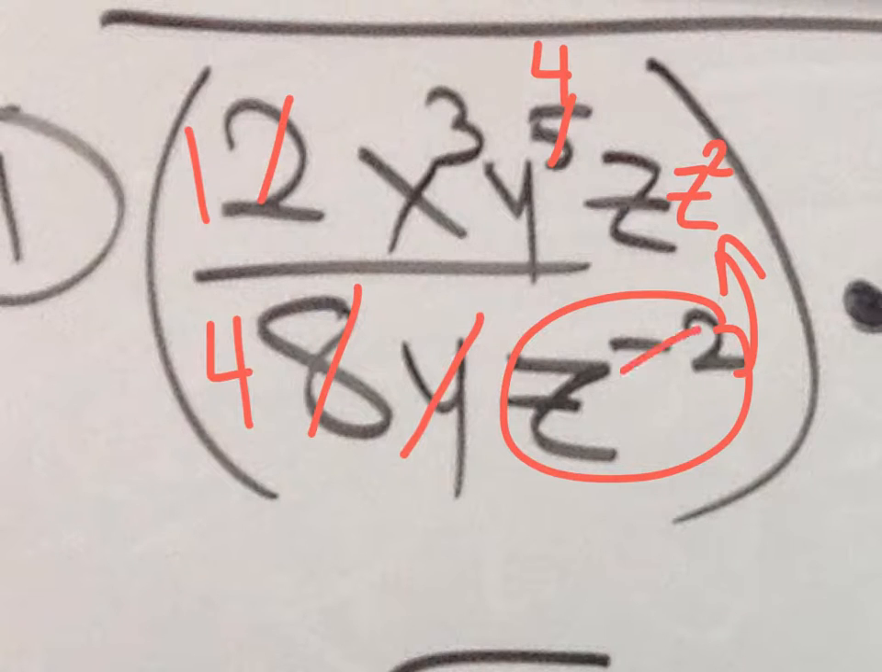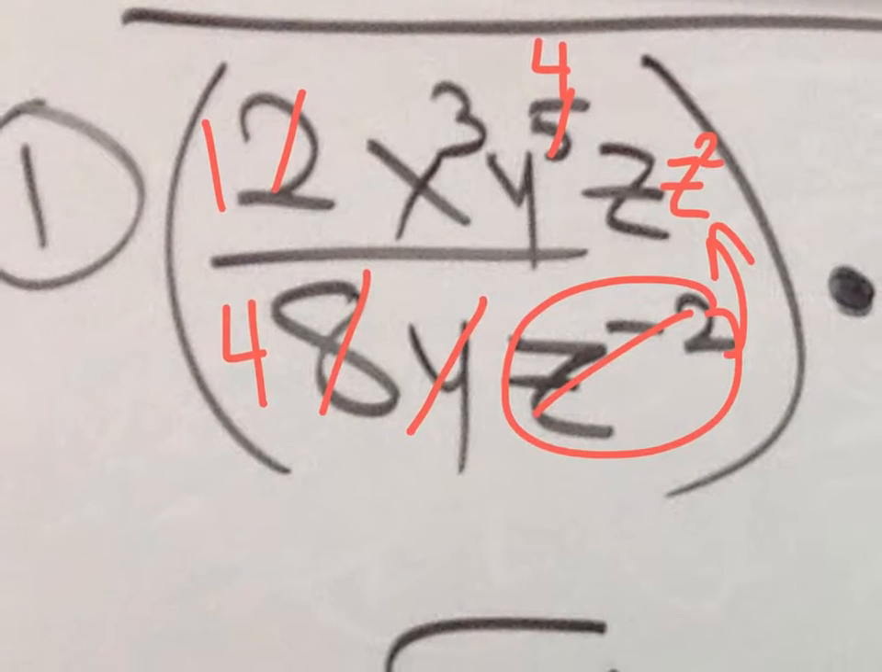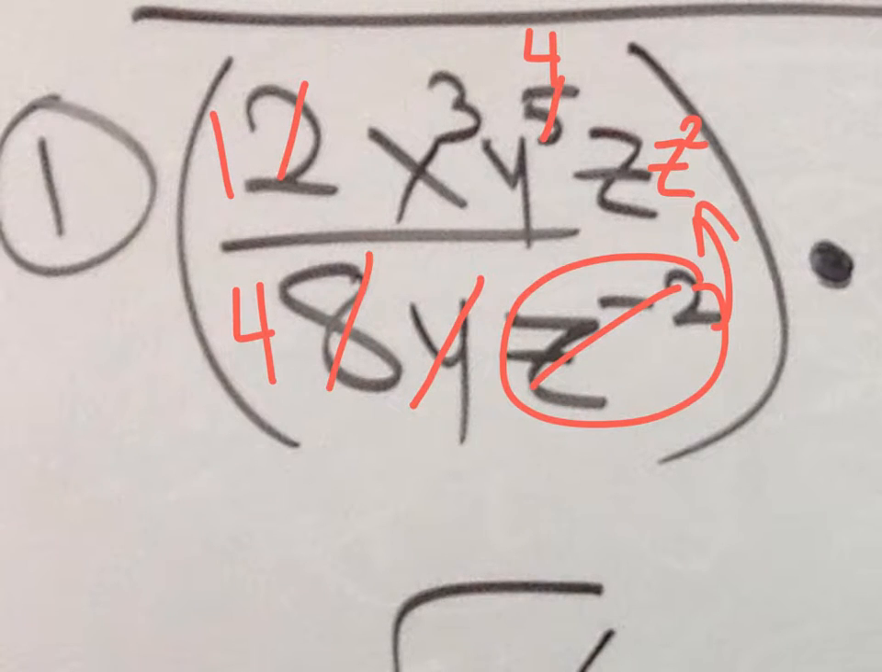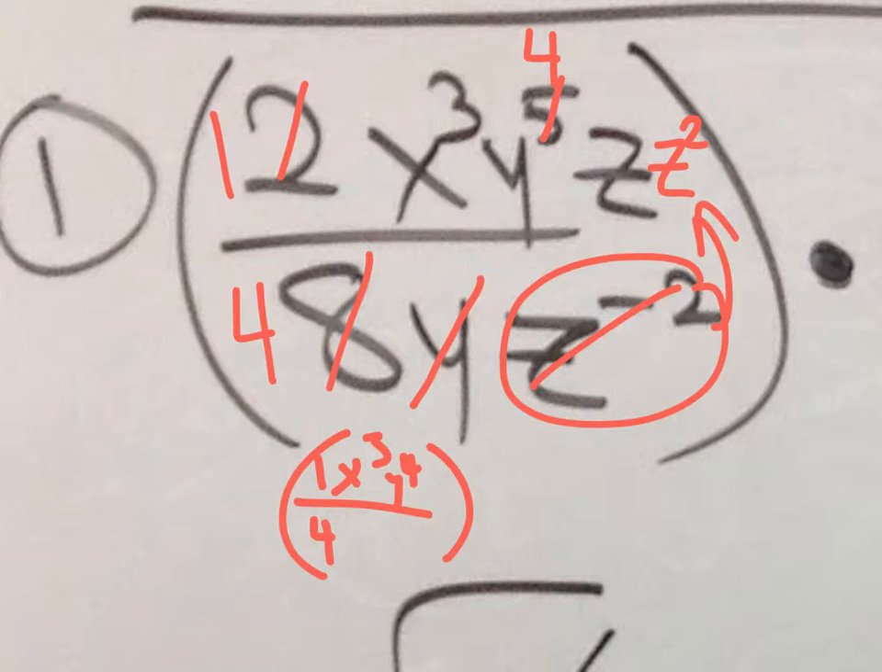Okay, so I'm going to scratch this out because I already moved it up and I made it z to the positive 2. And let me rewrite what I have in this parenthesis. So what I have left is a 1 up there, a 4 down here, an x to the third, a y to the fourth. I'm running out of space. Let me make some more space here. And a z to the third, and it is over 4, and that's it. Okay? Any questions on that?